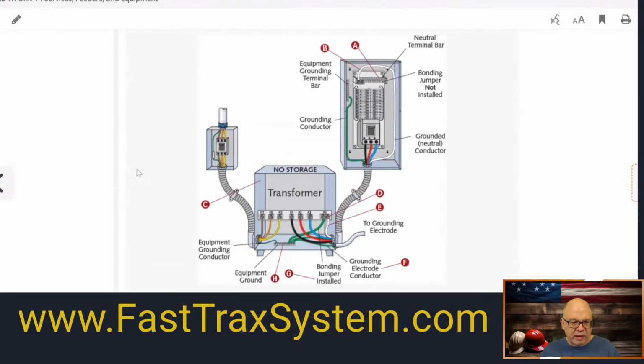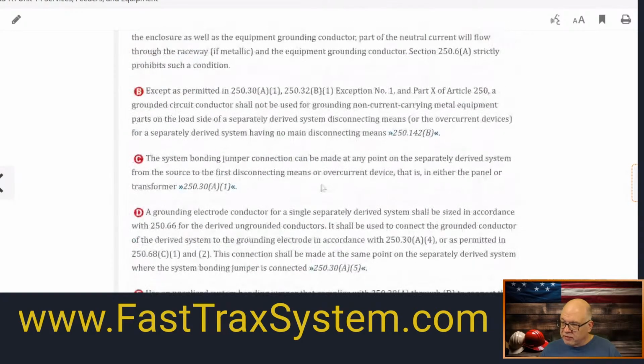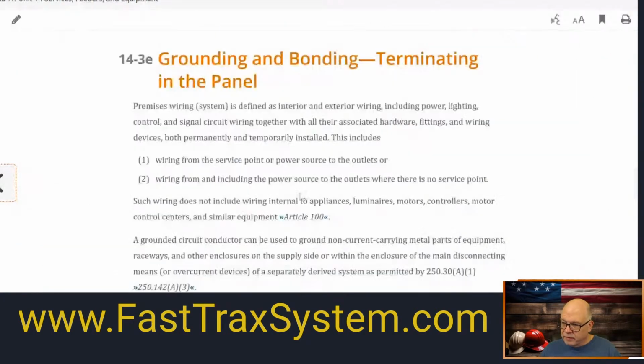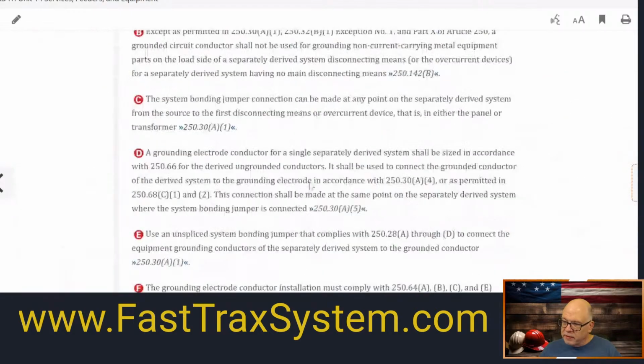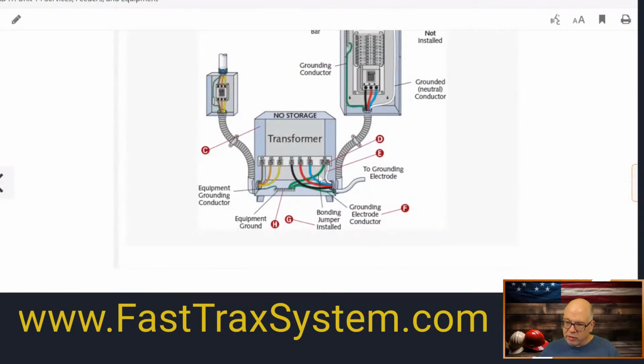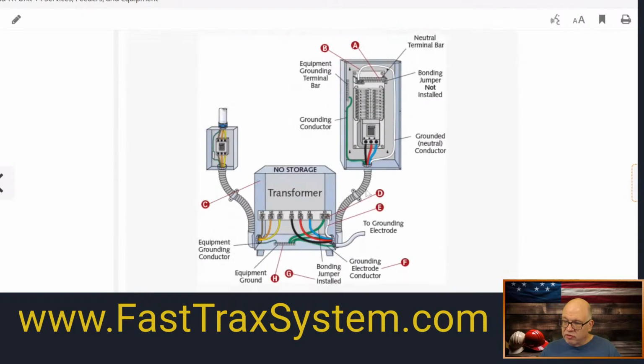But I just wanted to show you an example here of where the system bonding jumper is being installed here at the transformer, and it is not installed here. So this is an example where it's being done at the first disconnect right here. And this is an example where it's being done in the actual transformer right here. Okay. But you'll notice if it's done here, it's not done here. Because doing so would create parallel paths in this scenario because we have this metal flex here, right?